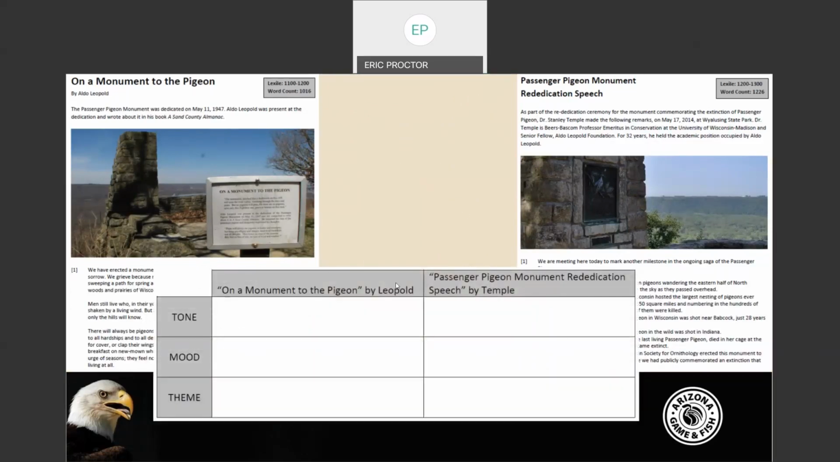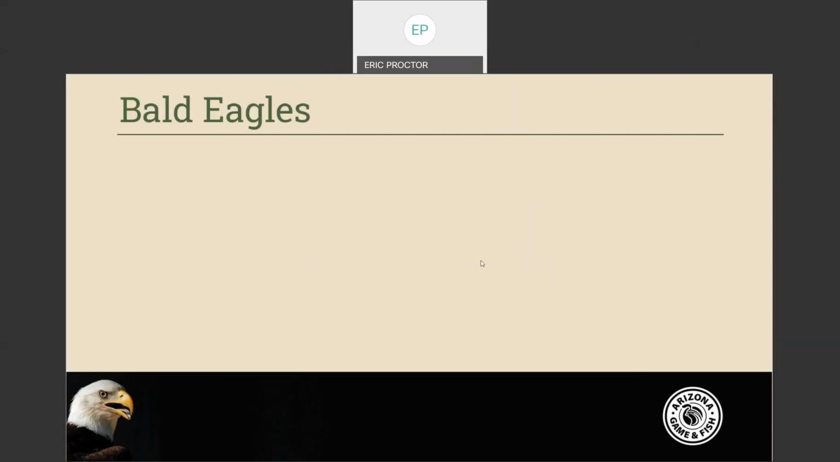What I do is include some reading stuff in here so they can compare the tone, the mood, and the theme of the different essays. So there's all different types of stuff. They answer some questions and things like that. So this is a great way for you to incorporate some reading into your language arts, into your science instruction as well. So that's going to be available to you on the website at the end.